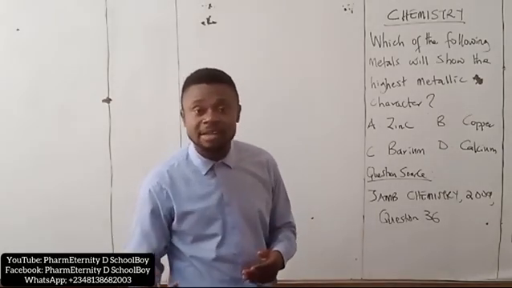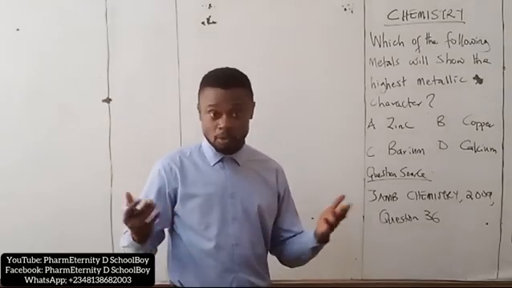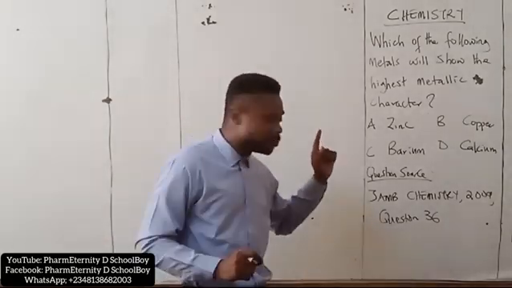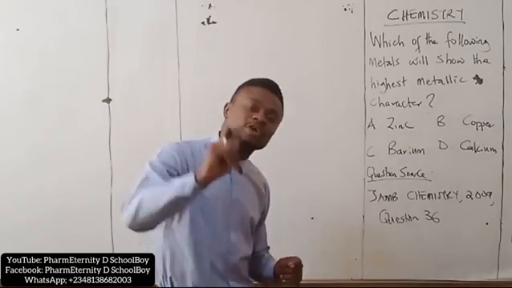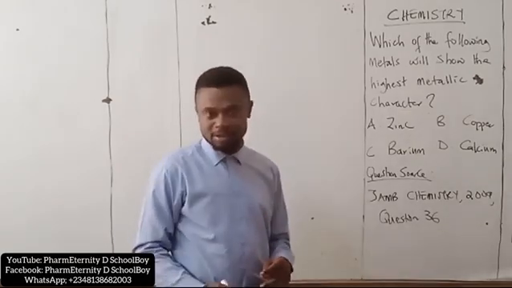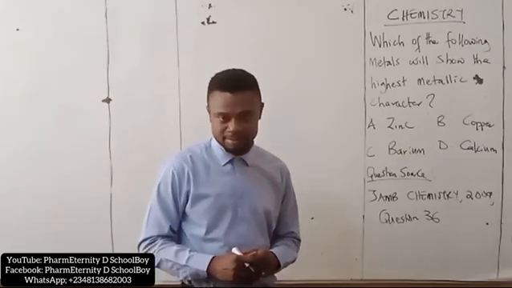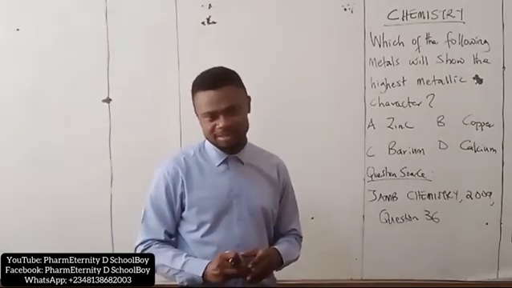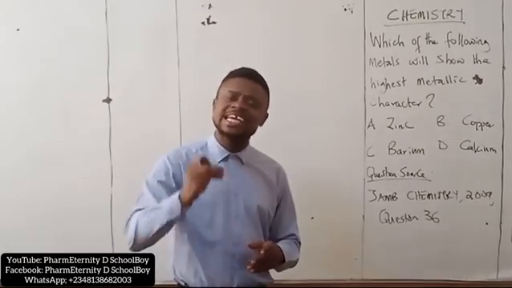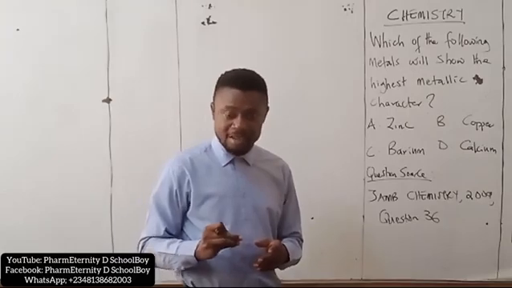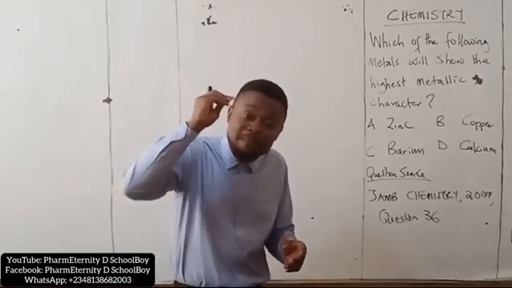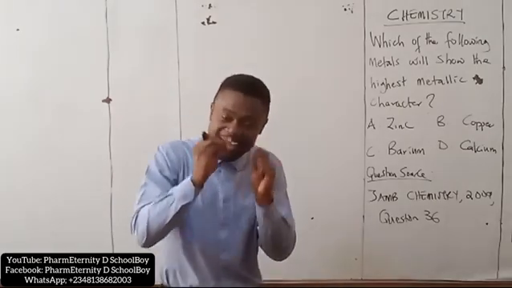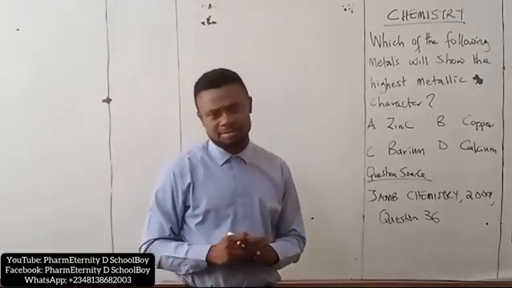Non-metals accept or share electrons, as the case may be. Now, let us go back to the board. Another thing we need to understand is the periodic table. Now, we have what is called ionization energy. Ionization energy is the energy required for a metal to lose its outermost electron, that is the valence electron.